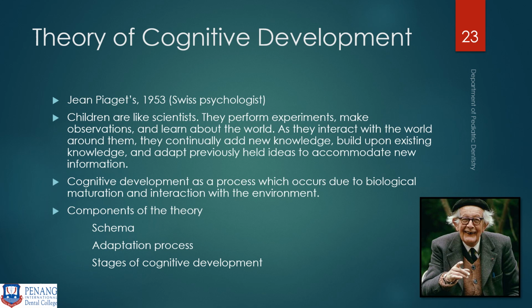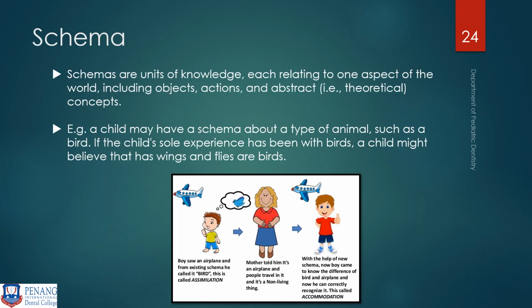Okay, so unlike the other theories, he is more into the mental process. And to understand this theory, there are three components of the theory that you must understand. One is schema, the other is the adaptation process, and the third one is the stages of cognitive development, where we actually look at the stages. All right, so let's look at the first one, the schema.